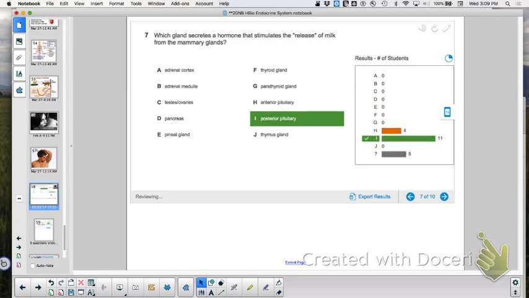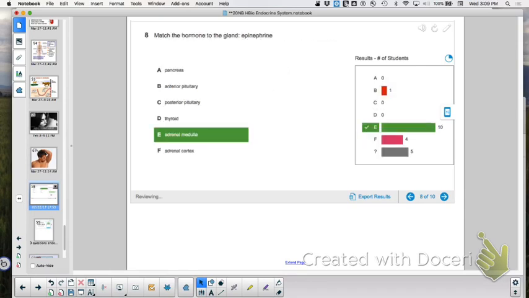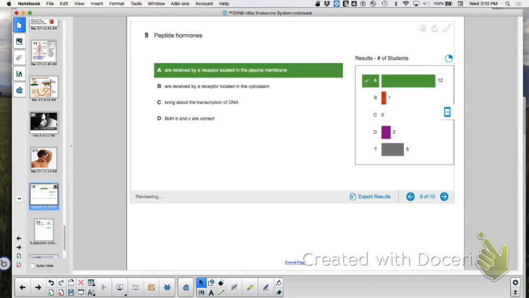Which gland secretes a hormone that stimulates the release of milk? What hormone is that? Oxytocin. Who stimulates it? Post-pit. Name the hormone epinephrine. That's adrenaline, and that comes from your adrenal medulla. What's another one that comes from your adrenal medulla? Norepinephrine. Anger. I'm angry at you.